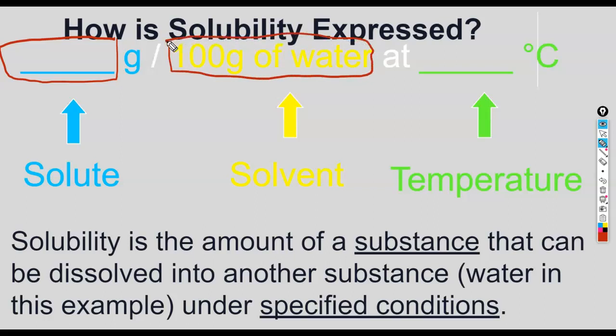And then every time we look at solubility, we're always told the solubility at a specific temperature, right? And the reason we're always told the solubility at a specific temperature is that the solubility tends to change at different temperatures. And actually, things tend to dissolve easier at higher temperatures. And we'll talk about that more.